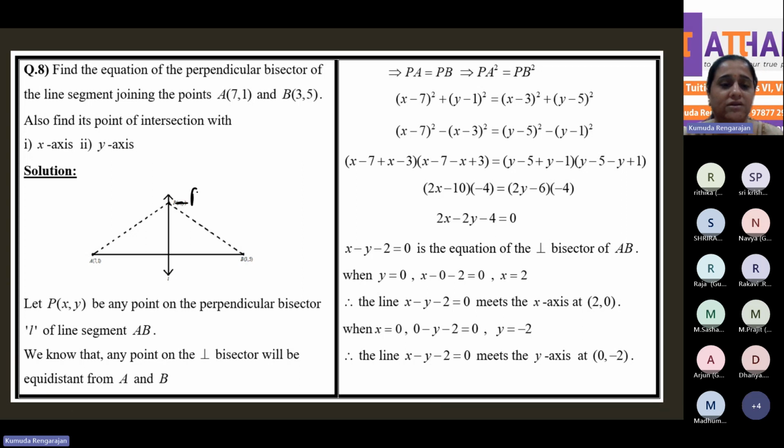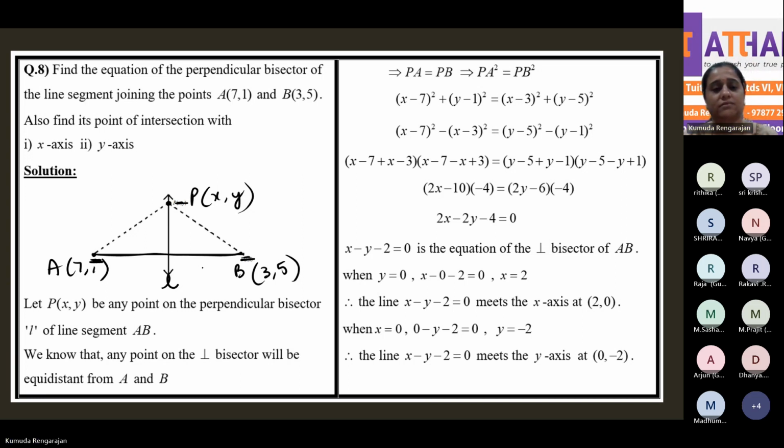This one is very tiny. I'll just write it. AB is a line segment, so it starts here, it ends here. But L is a line. L is the perpendicular bisector of AB, and we have just taken a random point P on L, given by (x, y), and PA is equal to PB.